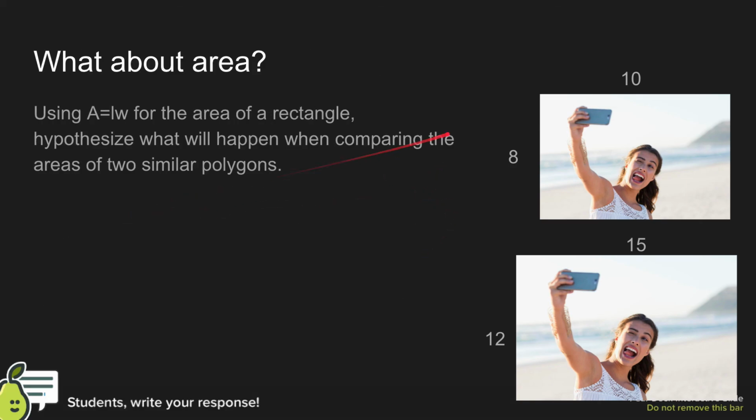Now we want to think about area. This is just food for thought. We won't actually go into this. I want you to try to use the area of a rectangle, compare the two similar polygons, and see what you notice. Again, just food for thought.